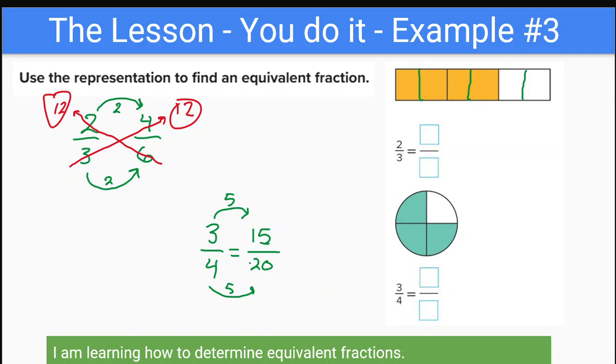You could always check by multiplying diagonally like we did just a minute ago. 20 times 3, well, that's 60. And 4 times 15, that's 60. So we've got ourselves a match right here. These two fractions are equivalent. Kids, you're learning how to determine equivalent fractions.